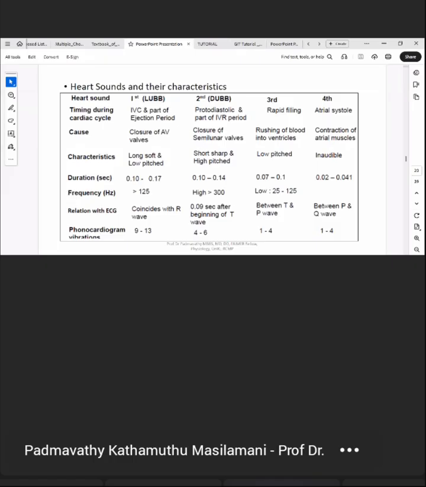And here, this is the cause, right? The duration of the cycle is the ejection period. Okay, so isovolumetric contraction, and this is the isovolumetric relaxation period.